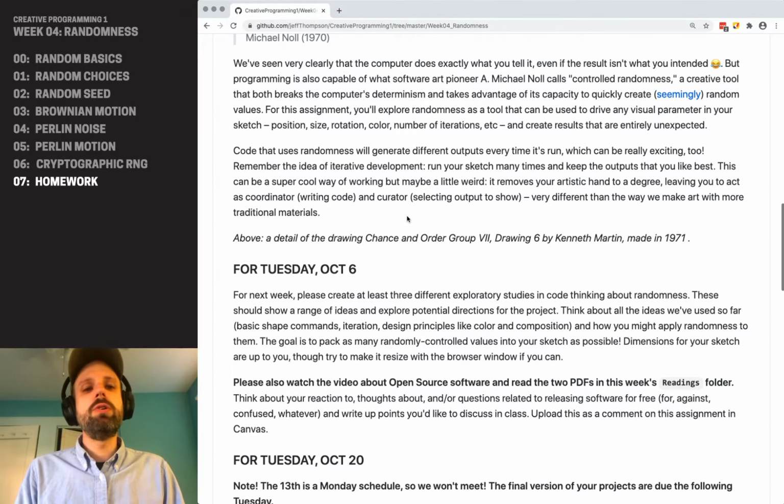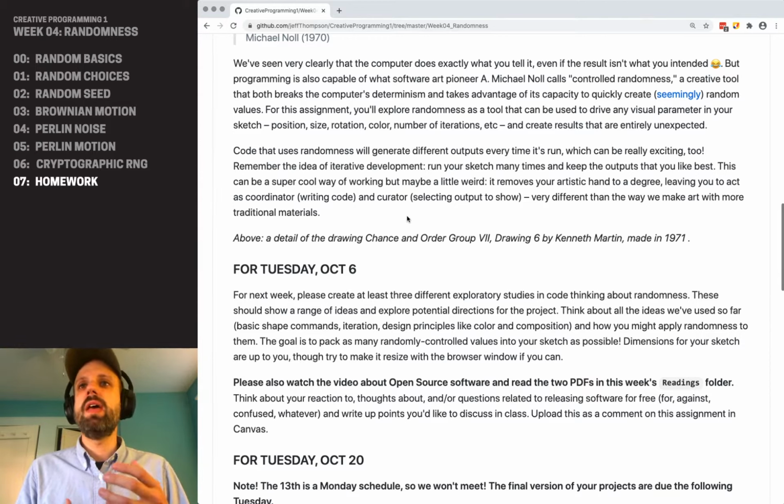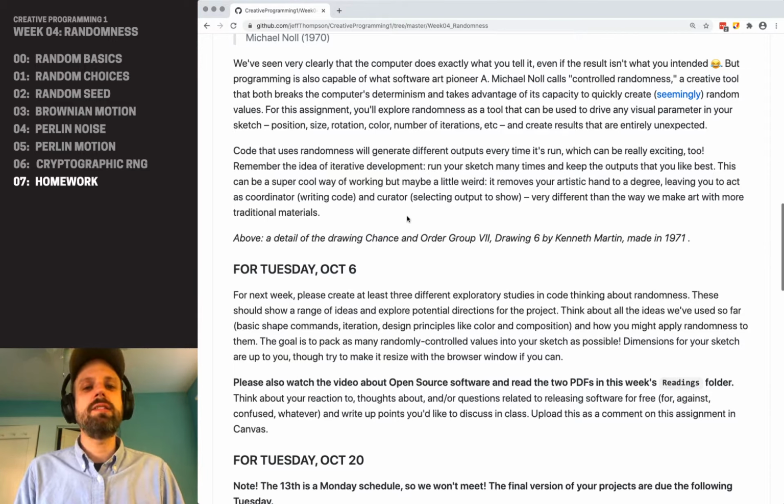So your goal, like I said, is to think about randomness as a tool that both breaks the determinism of the computer, but also as a tool that you can apply to visual parameters in the thing that you're making and see new and exciting results. So think about all the places that you could plug randomness into: size, position, rotation, color, the number of iterations. I'm sure you could think of many, many more.